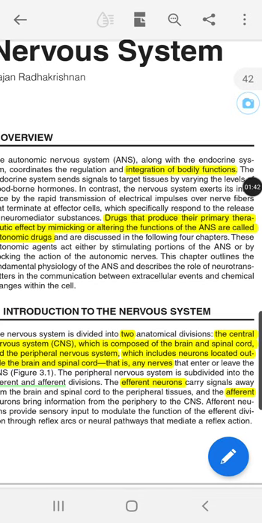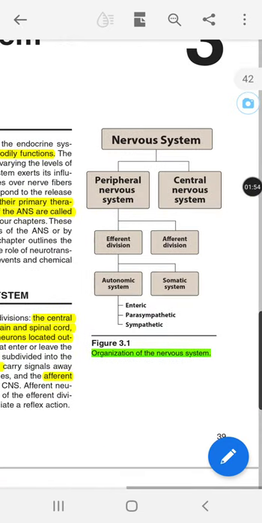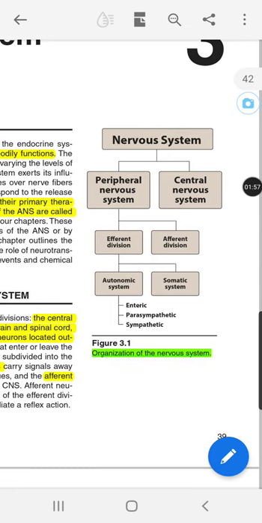In the later lines, it's not necessary to memorize anything. If you want, you can read it, but the main point is you have to know the definition of ANS. Here you can see a flowchart of the nervous system. The nervous system is divided into 2 main divisions, the peripheral nervous system and the central nervous system. The peripheral nervous system is further divided into efferent divisions and afferent divisions. These words, efferent and afferent, are very important for your MCQs. So you should know what the efferent divisions are and what the afferent divisions are.